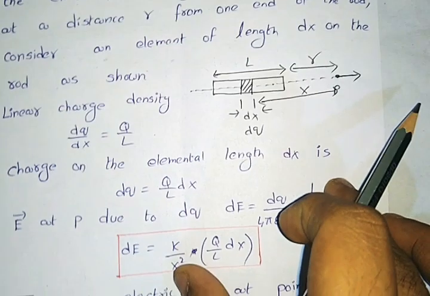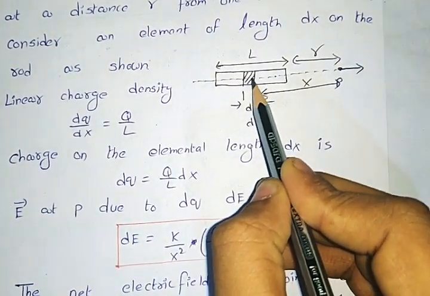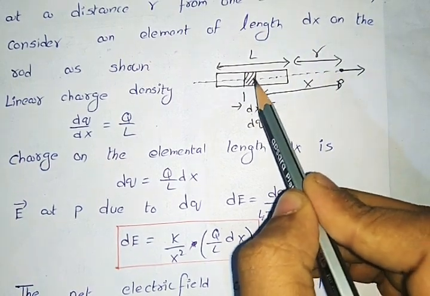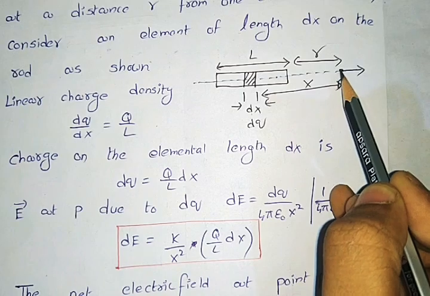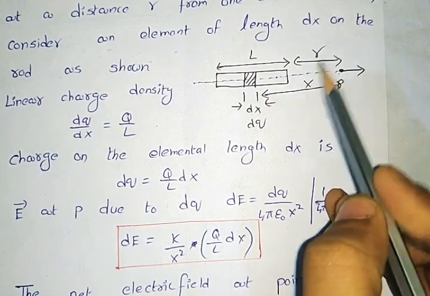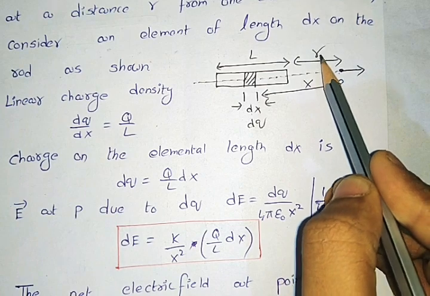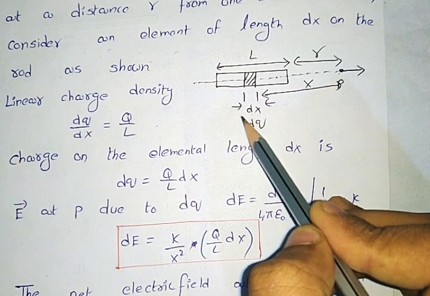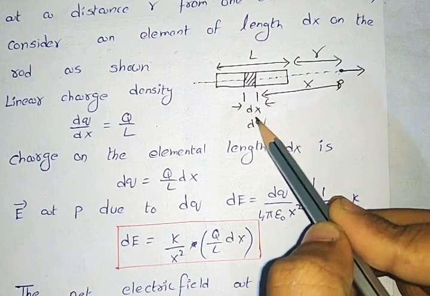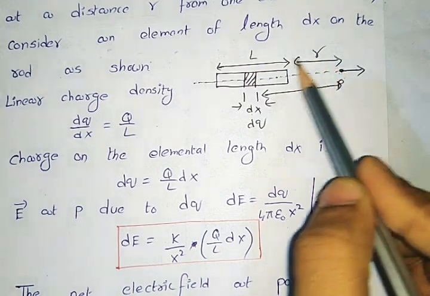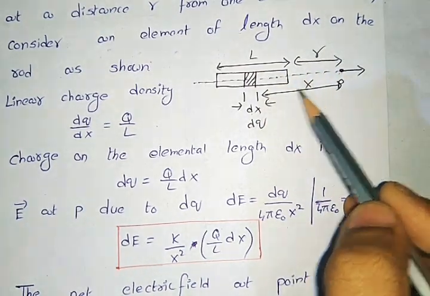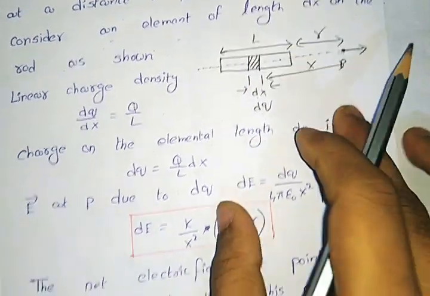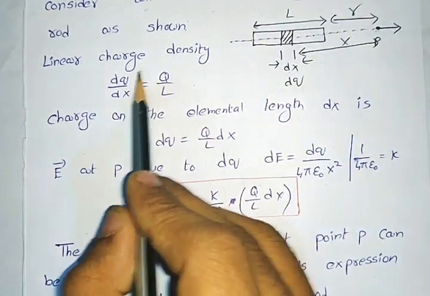For this, we will take a small element of length dx here. It will have a charge dq. Now from this small element dx, this particular point P is at a distance of x. So this point P is at a distance of r from one end of the rod. First we will calculate the electric field intensity due to the charge element dq at point P. By integrating the result, we can calculate the total electric field intensity at point P due to the whole rod of length L.